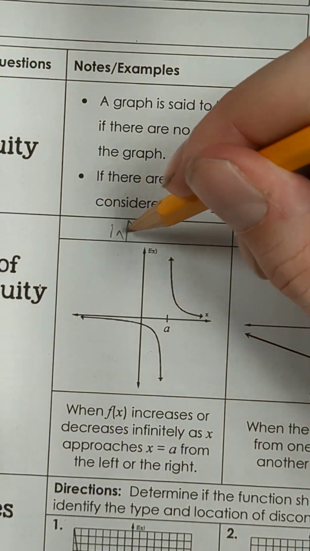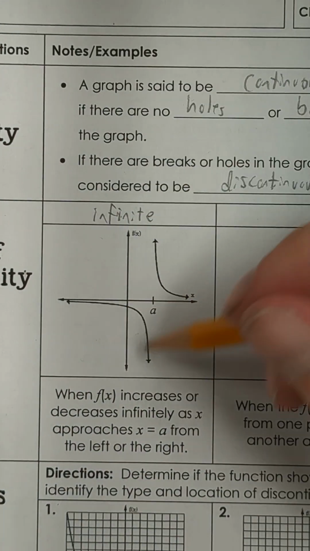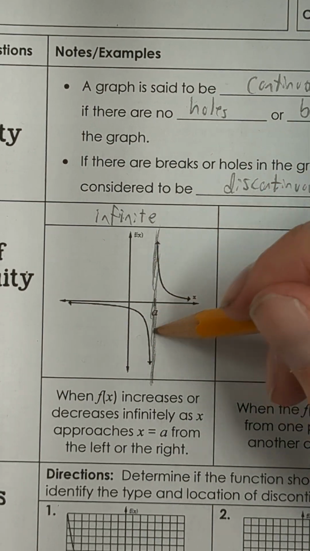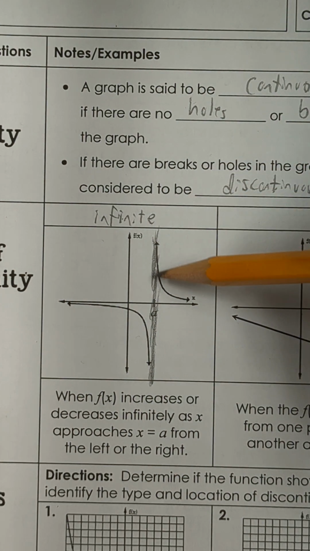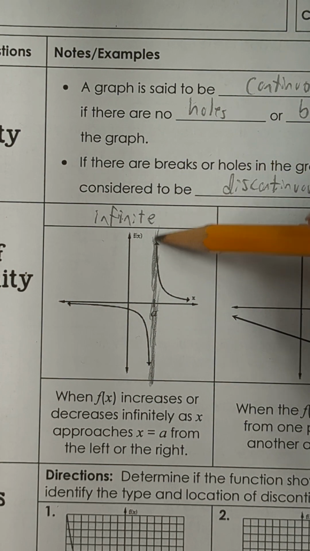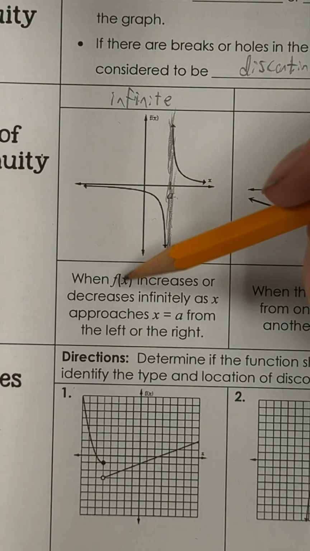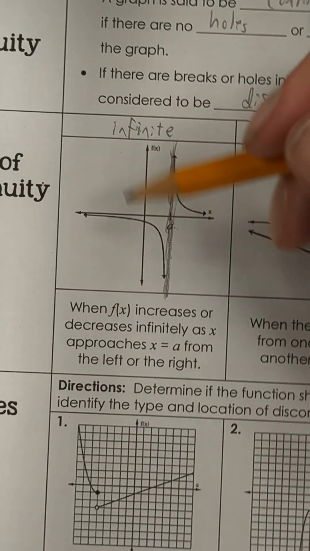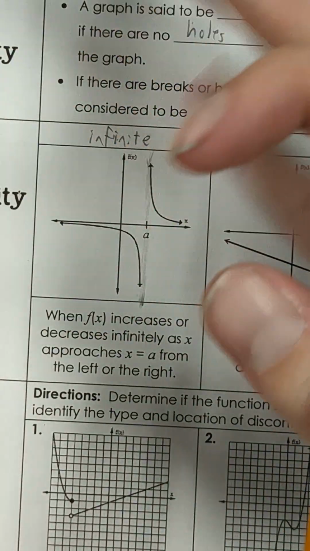You might guess it's called infinite because it goes off to infinity. I like to think of it as it hits a wall. There are 2 branches to it, and it hits a wall in between, right? Where it goes infinitely off to the top, and it's never going to touch this middle line at x equals a. So it increases or decreases infinitely as x approaches x equals a from the left or from the right. Just so you know, it's also possible for it to be the same on both sides.